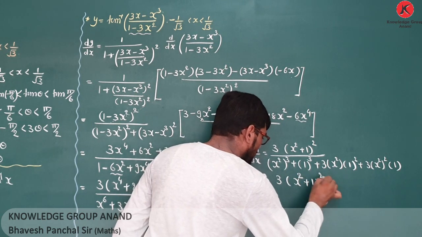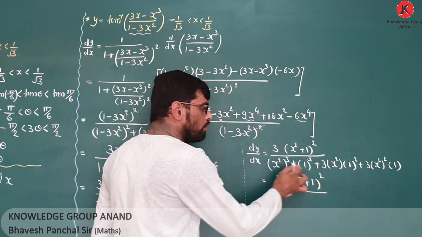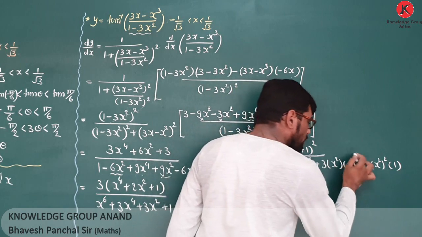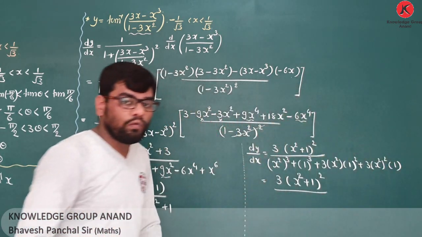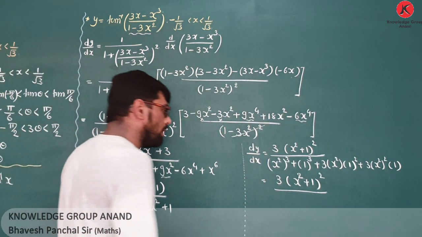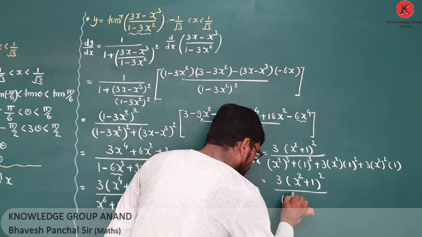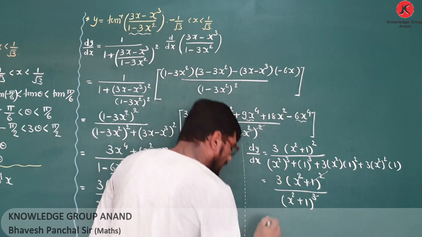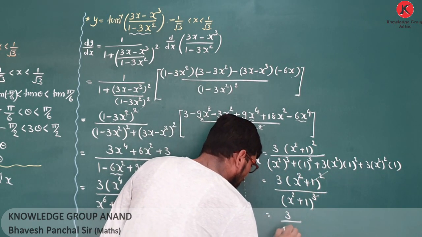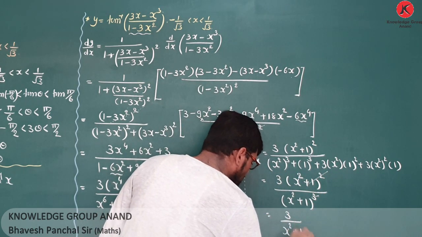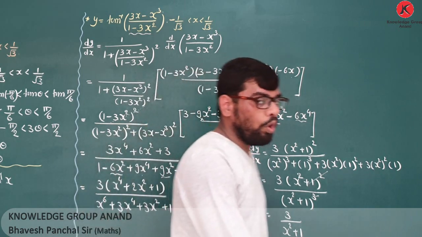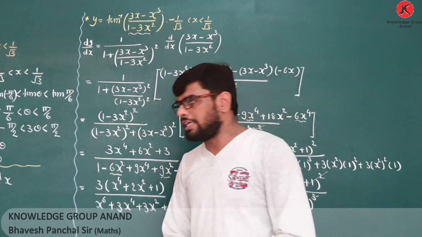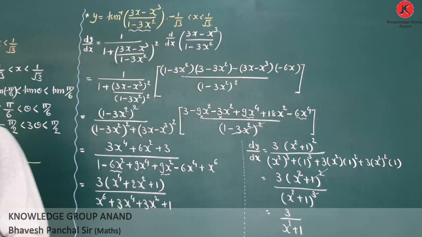x square plus 1 whole square. See in denominator, a cube plus b cube plus 3ab square plus 3a square b. We know that it is the formula of a plus b whole cube, that is x square plus 1 whole cube. 2 times x square plus 1 cancel, then answer is 3 upon x square plus 1. See here, from both methods the answer is always the same, but this method is very short.